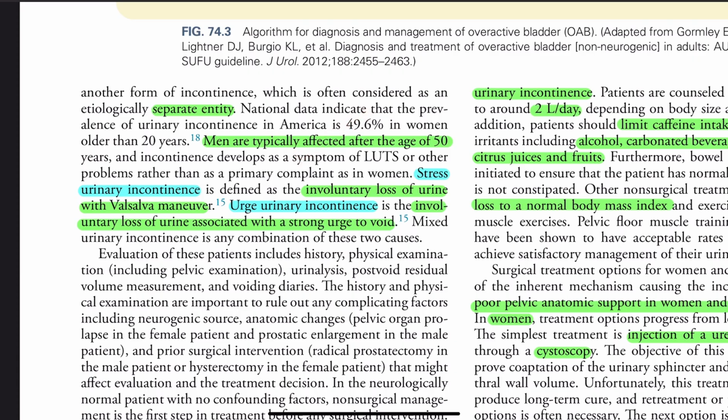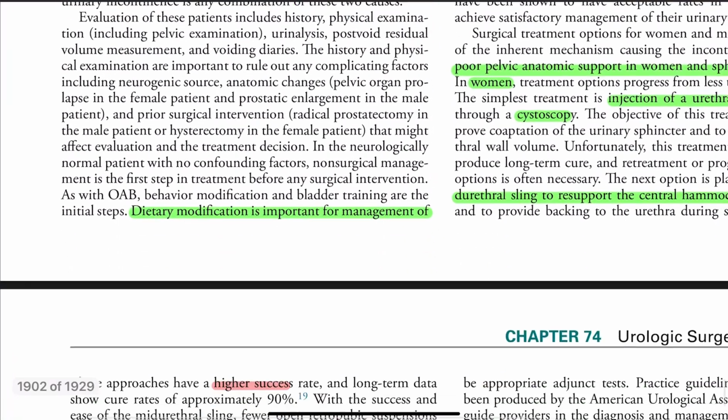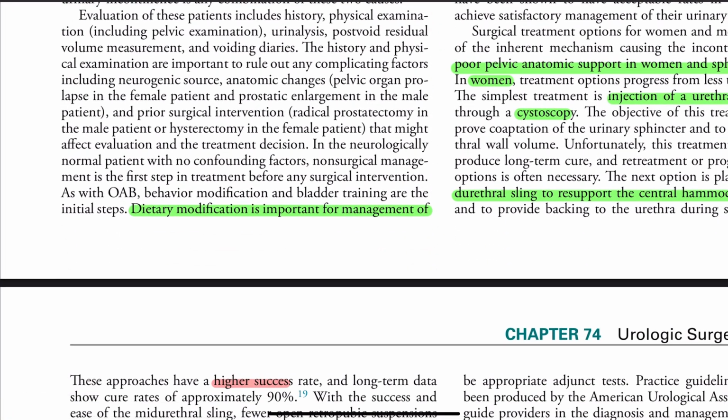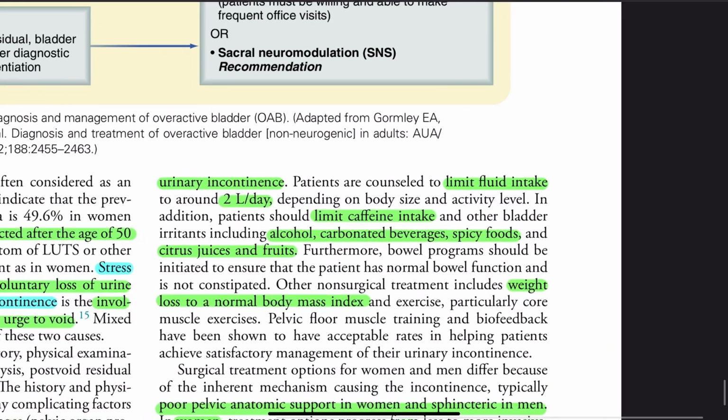Stress urinary incontinence is defined as involuntary loss of urine with the Valsalva maneuver. Because the word stress is there, you have to give Valsalva. Urge urinary incontinence is involuntary loss of urine associated with a strong urge to void. And there is mixed. Dietary modification is important for management of urinary incontinence.